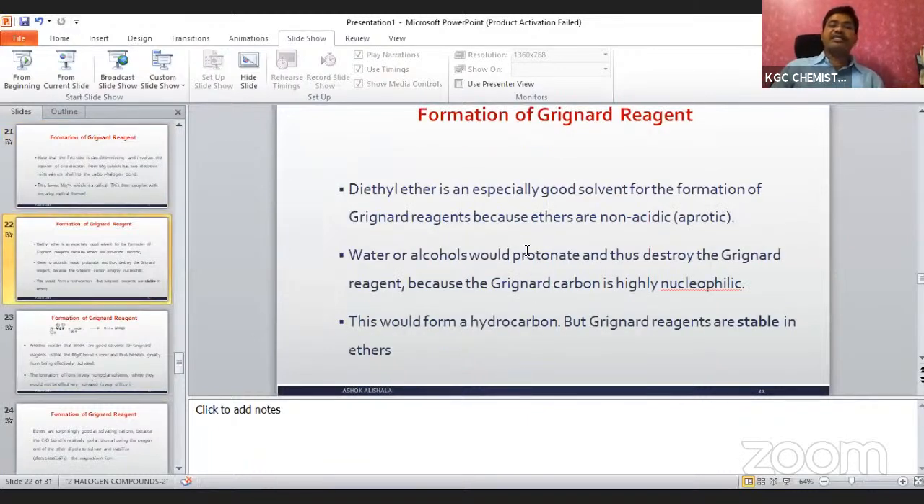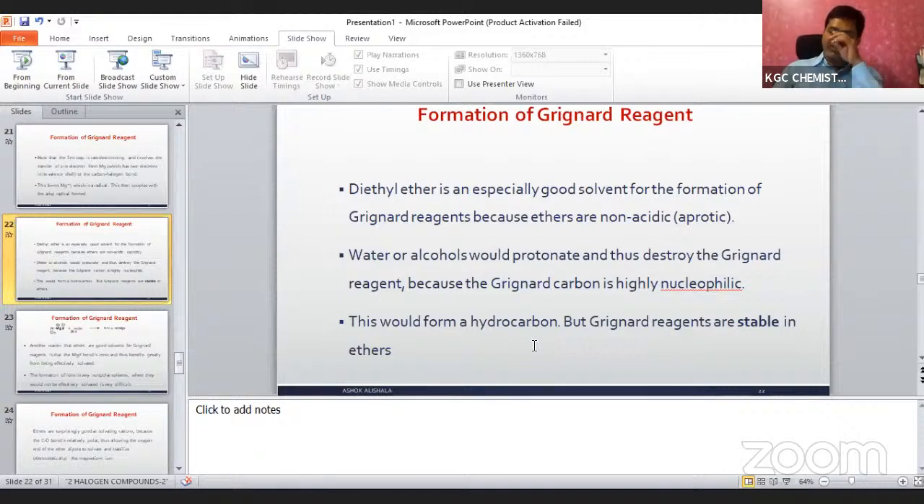Diethyl ether is especially a good solvent for the formation of the Grignard reagent, because ethers are non-acidic. Non-acidic means aprotic here. Diethyl ether cannot donate a proton. That's why it is called aprotic. Water or alcohols would protonate and thus destroy the Grignard reagent, because the Grignard carbon is highly nucleophilic in nature. This would form a hydrocarbon.